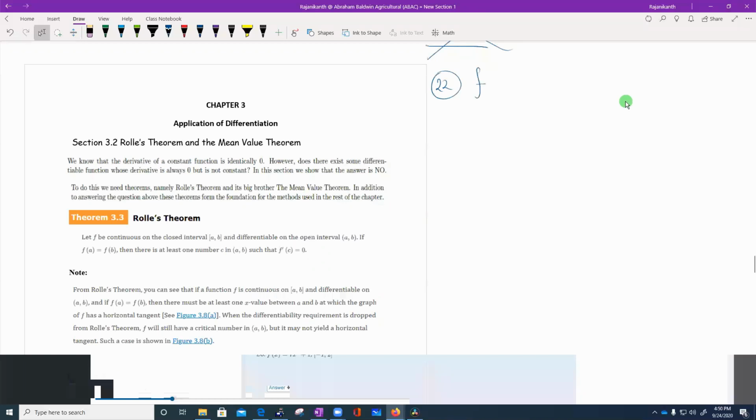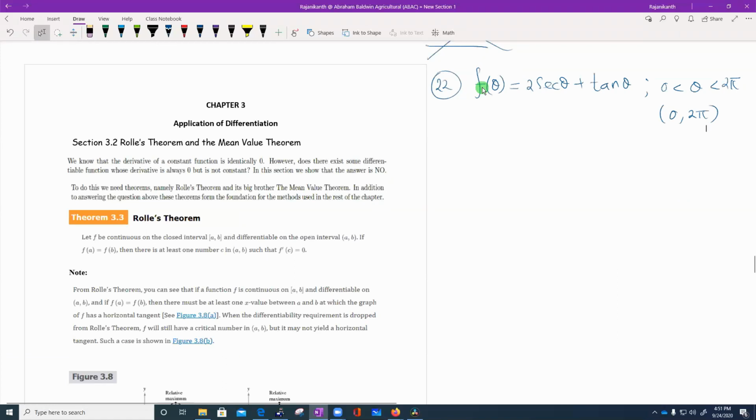The given function in theta is 2 secant theta plus tangent theta. Our theta value is supposed to be in 0 to 2 pi, the open interval. Right? So first of all, you need to find, as usual, the derivative of the function. So let us first find the derivative of f.